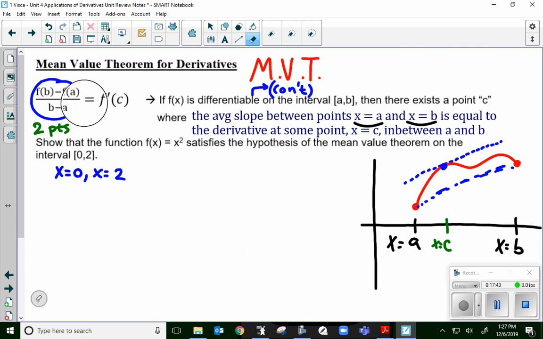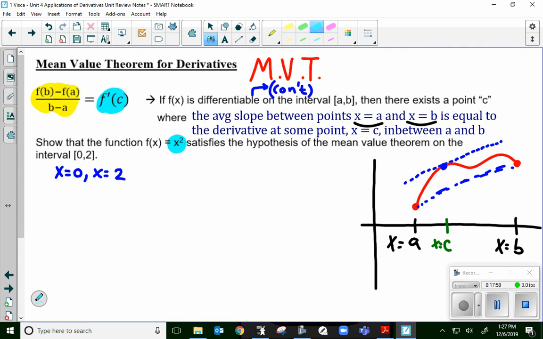So what are we going to have to do here? We are going to have to find the average slope between these 2 points and set it equal to the derivative of the function, f prime of x, and solve for that x value and see where that happens, where they are the same.